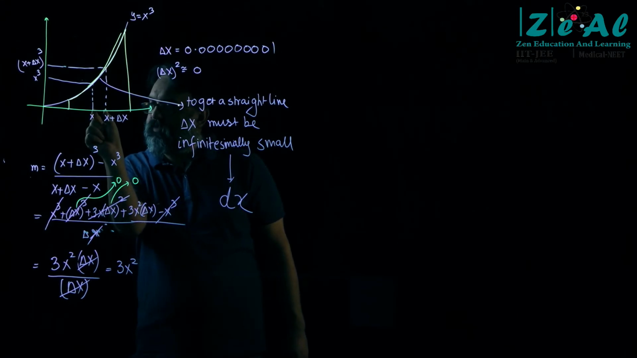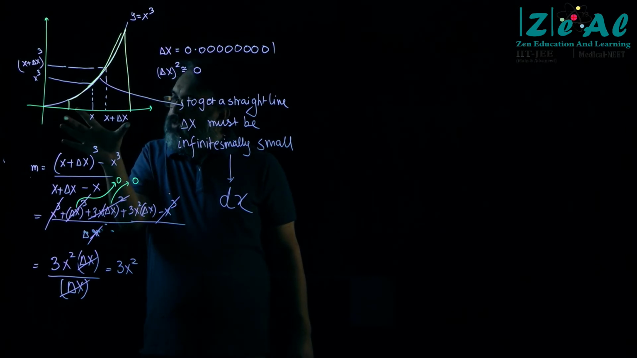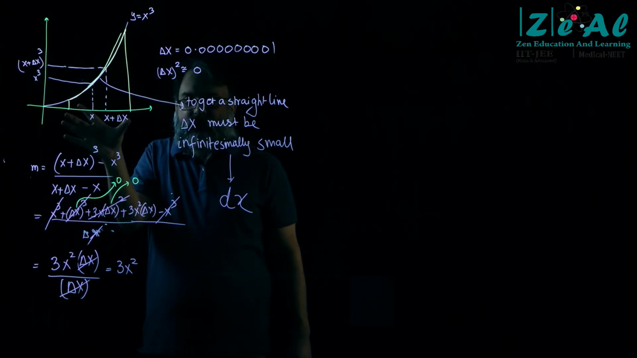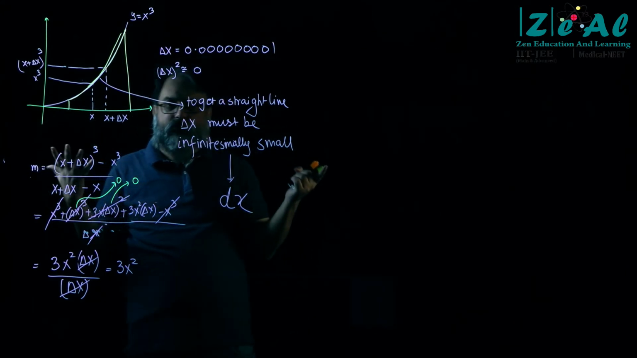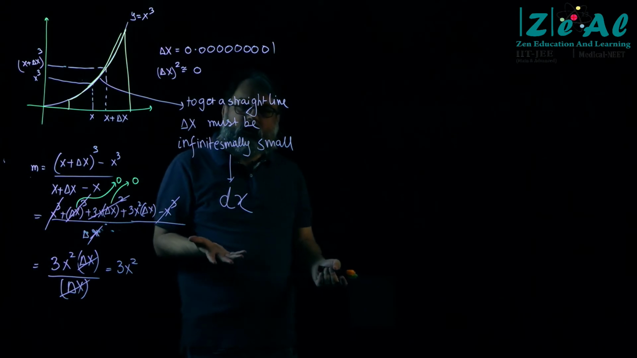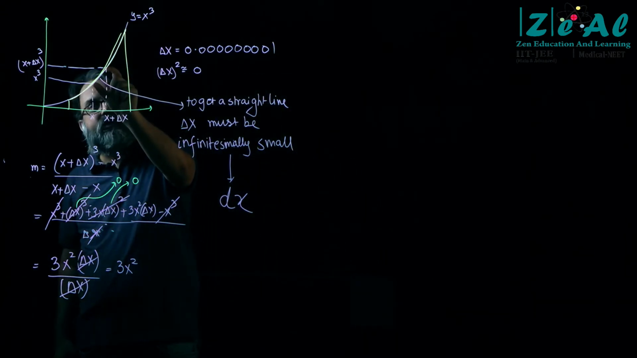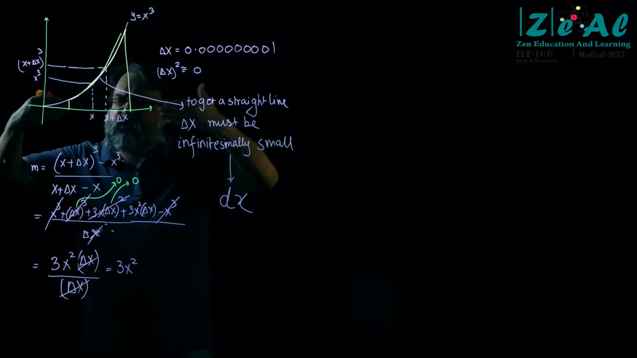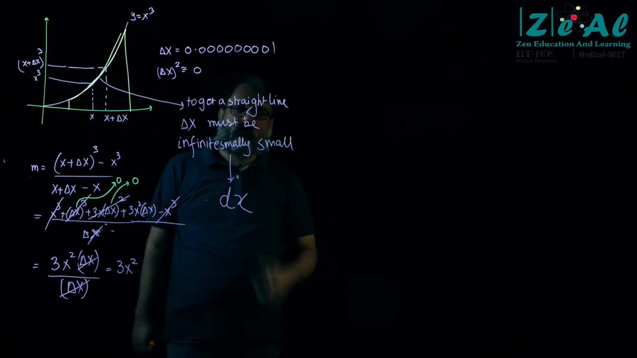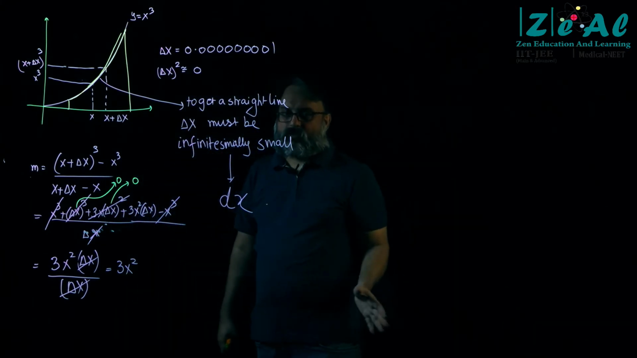The difference between the two is delta x. But this delta x can be this also. This delta x can be this quantity, no problems. This is a change in x. But to guarantee that the graph looks like a straight line, this delta x must be infinitesimally small. That is what Newton said. That is the core of everything we are going to study.